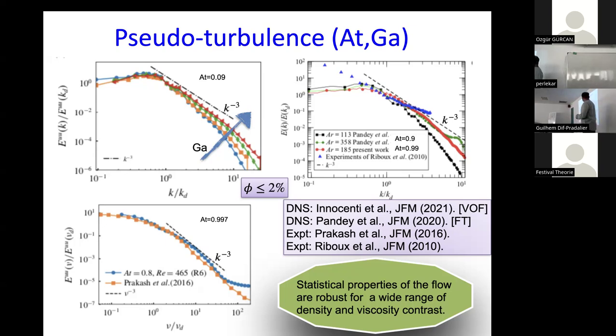And then there were simulations followed by others, Innocenti et al. and others, which were at 0.99 with mesh refinement and whatnot. And everyone seems to be falling now on the same set of data. So it looked like irrespective of the Atwood number that you have, you are able to recover the -3 scaling which was observed in experiments.